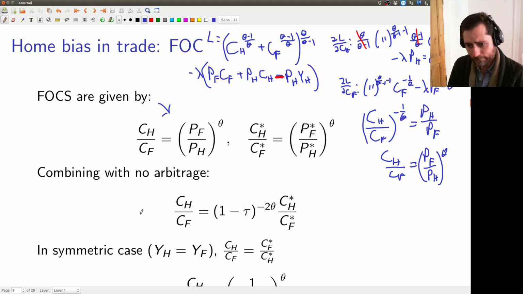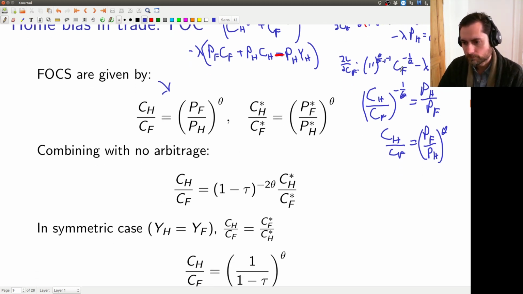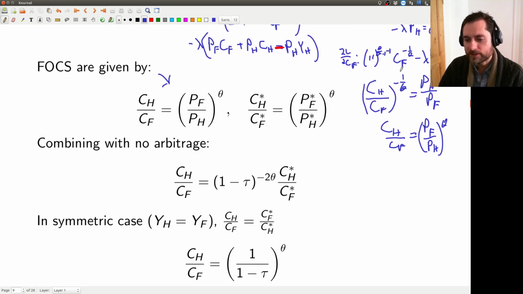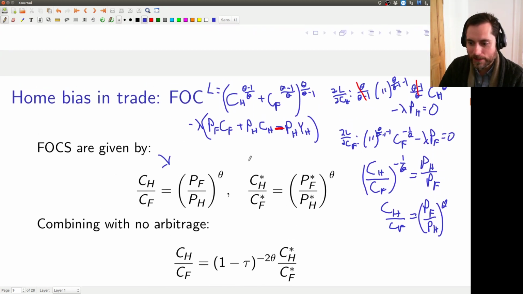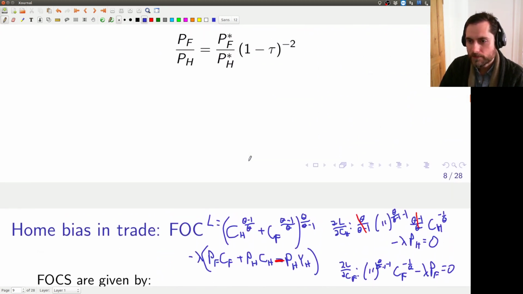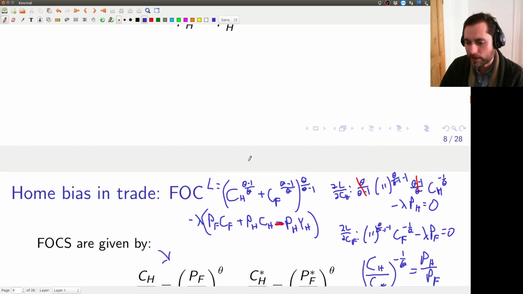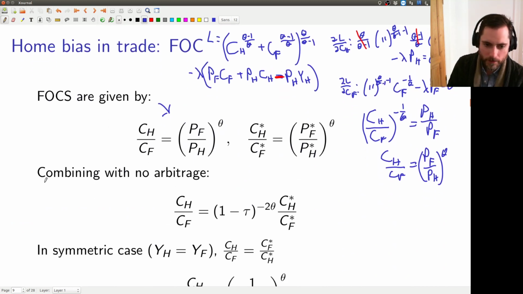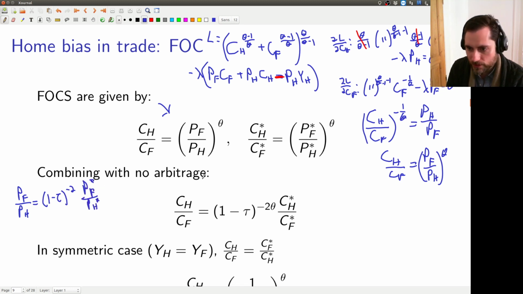All right, here's our no arbitrage condition from the last slide. Well, this isn't the no arbitrage condition, but we're combining it with the no arbitrage condition. So let's write that down actually from the last slide. PF divided by PH, P star F divided by P star H, 1 minus tau to the negative 2. Okay, so we got PF divided by PH is equal to 1 minus tau negative 2 PF star divided by PH star. That's an arbitrage condition.